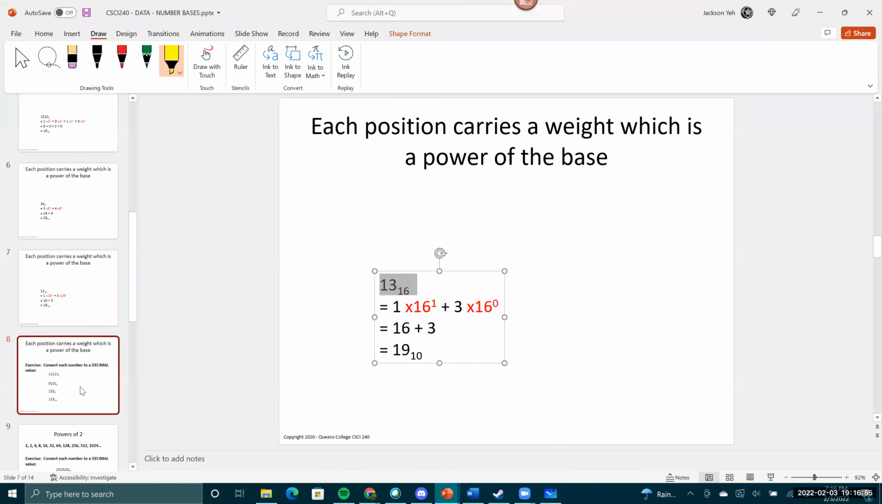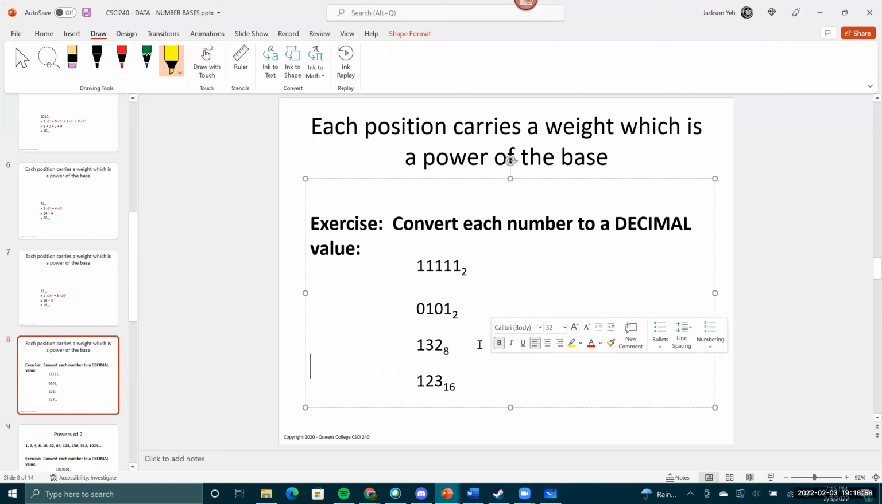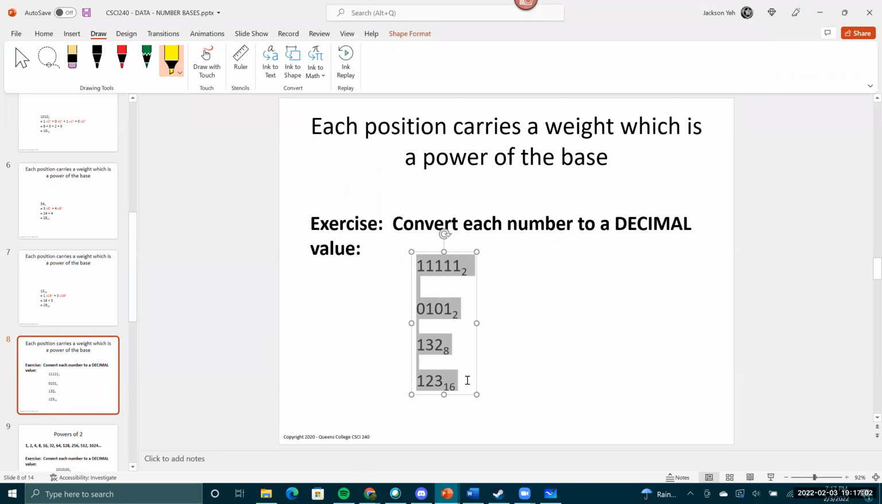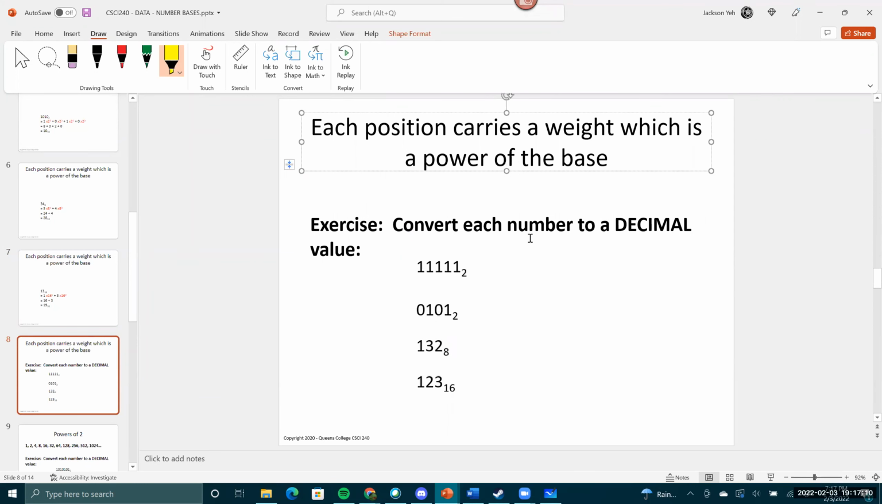All right. So what I want to do now is give you a few minutes to work on these 4 problems. I'm going to copy this over. Convert each of these numbers to a decimal value. Using the number-base method, find the decimal value for each one of these numbers, because each one is in a different number base. I'll give you about 3 minutes to work on it. It shouldn't be very hard.